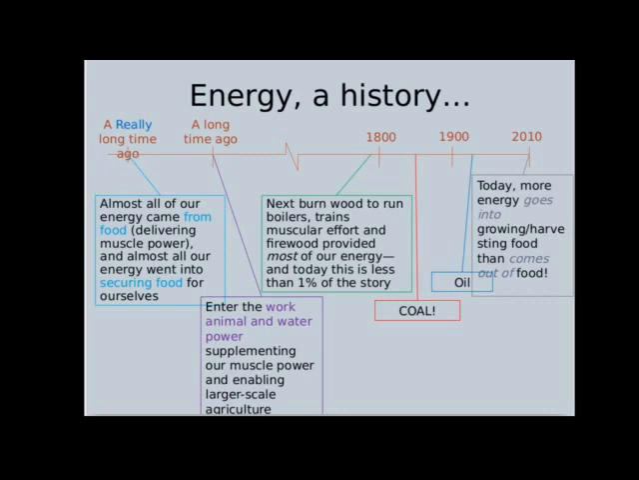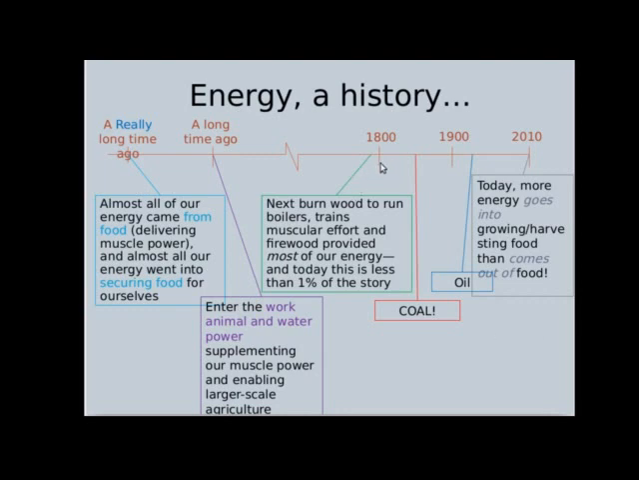So let's think a little bit about the history of energy usage. When humans started out, something like 200,000 years ago, almost all of our energy came from food. So we could use muscle power to do work, and almost all of that work went back into acquiring more food. A long time ago, maybe 5 to 10,000 years, we began to use other animals to aid us and to use water power to do some of our work. That made larger scale agriculture possible, which made it possible to support division of labor, larger towns and cities, and some of our labor wasn't directly tied to getting more food anymore.